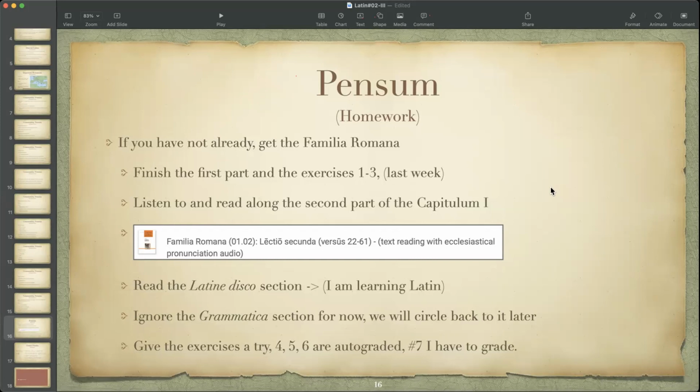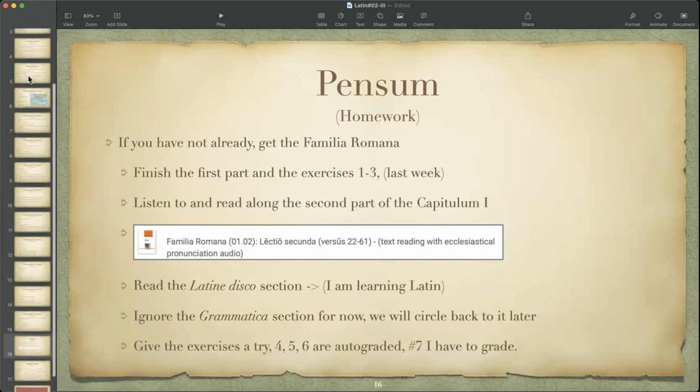Okay. I'll try to. And Gabriel there said, using Duolingo, be careful. Duolingo is not a bad program, but it is classical. So as far as I know, Duolingo does not do ecclesiastical. So be careful of the pronunciation. Some of it you really won't notice.